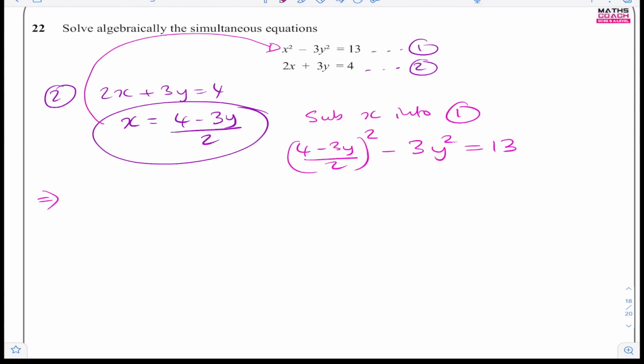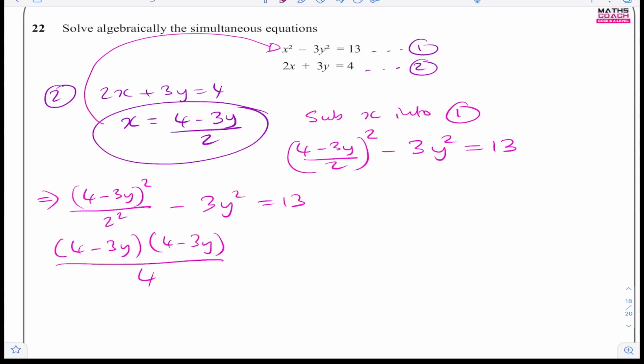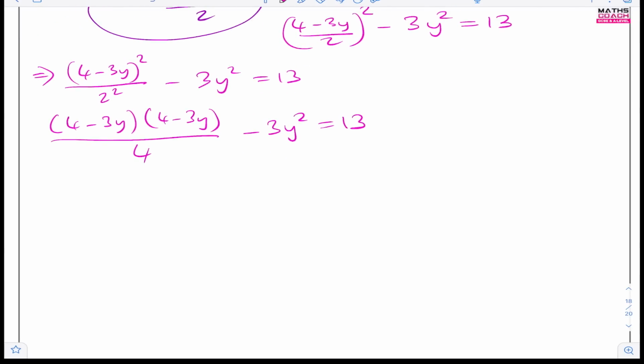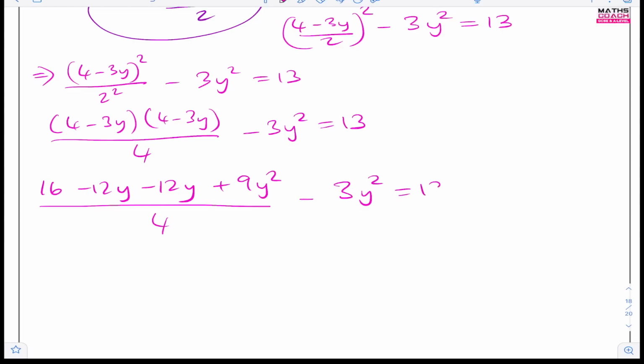Next, I will expand that bracket out. So that is (4 minus 3y) squared over 2 squared minus 3y squared is equal to 13. And of course, on the top, I get (4 minus 3y) and (4 minus 3y) again, all over 4, minus 3y squared is equal to 13. So let's go ahead and expand those brackets. So 4 times 4, that gives me 16. 4 times minus 3y is minus 12y, and then we get minus 12y again from minus 3y times 4, and then minus 3y times minus 3y is a positive 9y squared. That's all over 4, and then continue writing minus 3y squared is equal to 13.